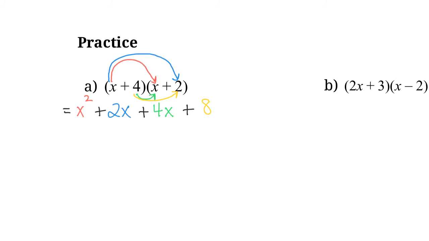Once we've done the multiplying, we're going to look for like terms to collect. So we have 2 like terms. We've got a 2x and a 4x. Those 2 can be put together. We don't have anything that's going to go with the x squared, so I'm going to recopy that. And then I have my like terms: 2x plus 4x is 6x, or positive 6x. And then we've got the 8 on the end. So our final answer is going to be x squared plus 6x plus 8.